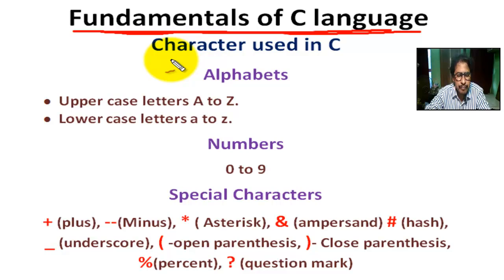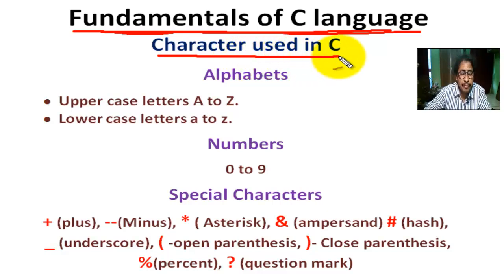First, characters used in C. For writing a program, we use the English alphabet: uppercase letters A to Z, capital A to Z, and lowercase letters, small a to z.